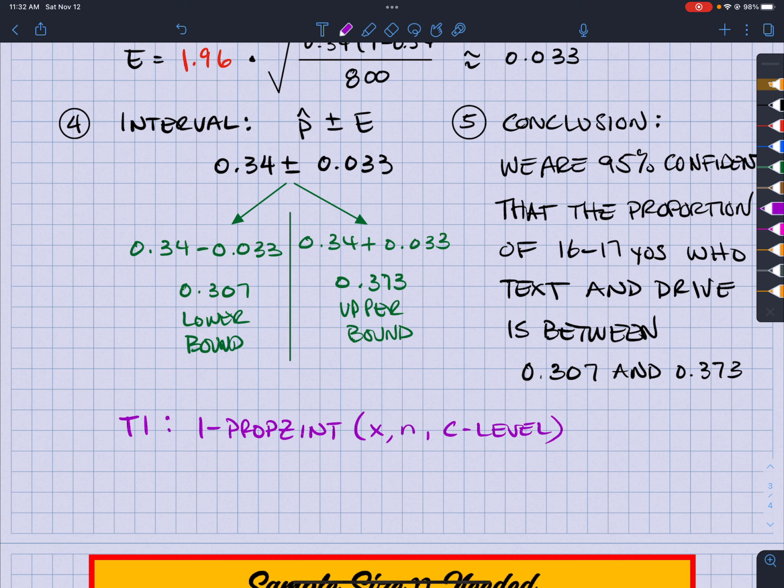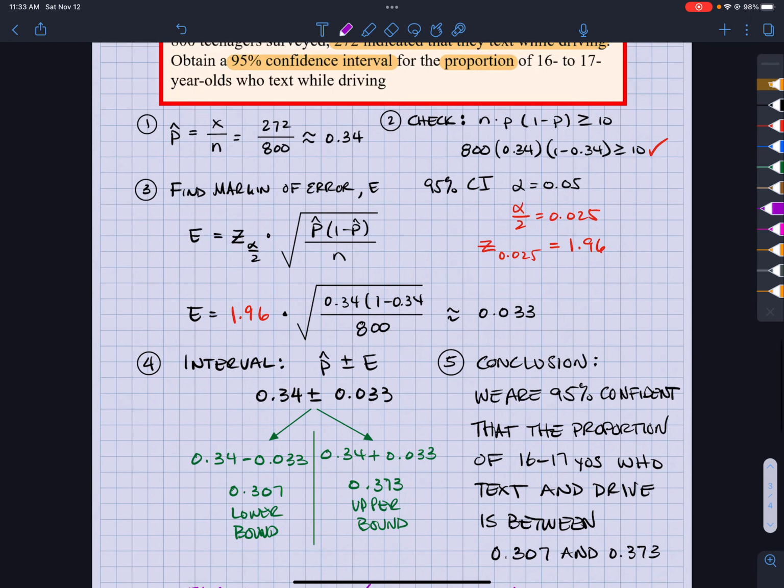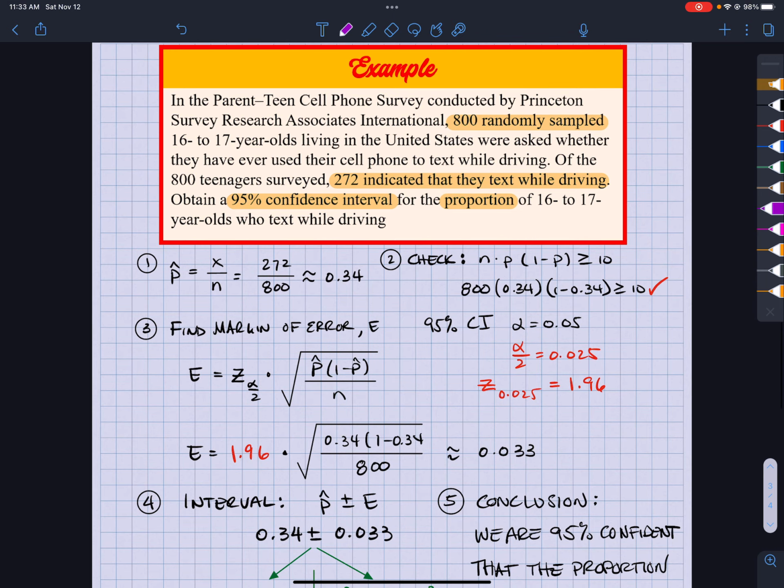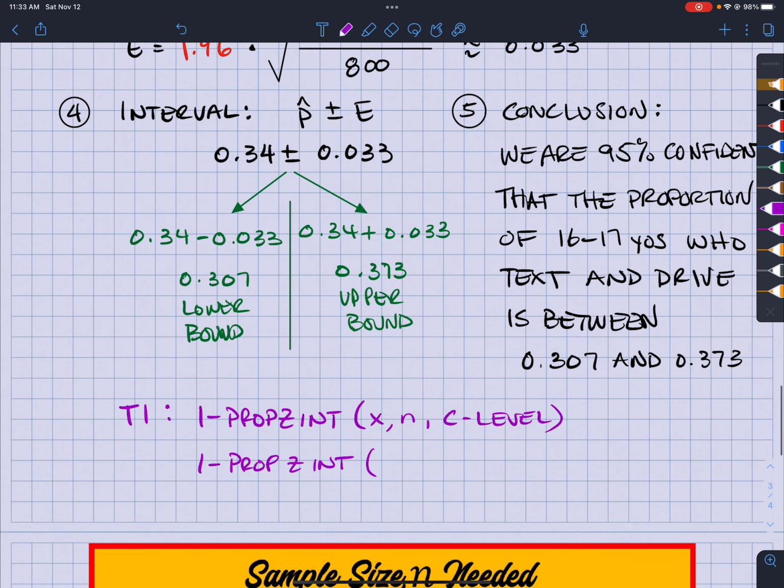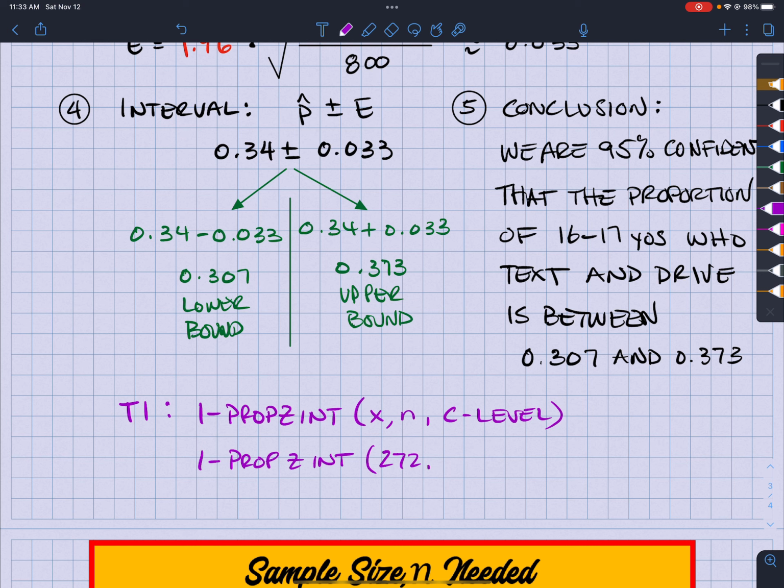So in this case, you would do 1-PropZInt. What was my X? My X is 272. My N was 800. And my confidence level was 0.95. And you ought to get the same exact interval. Okay, try that out and see what happens.